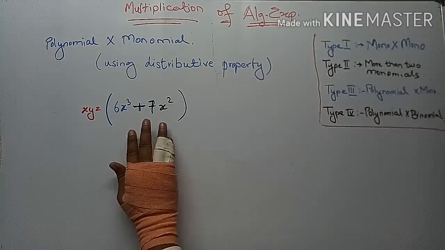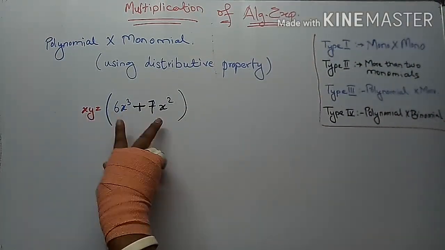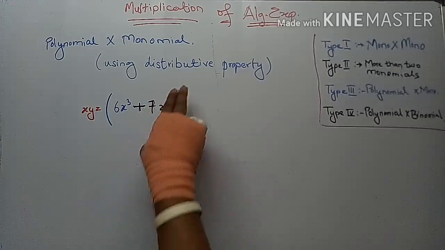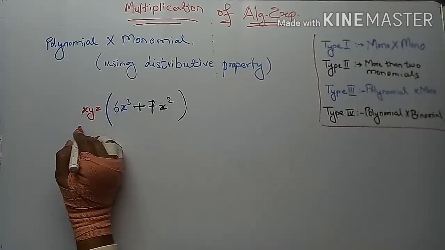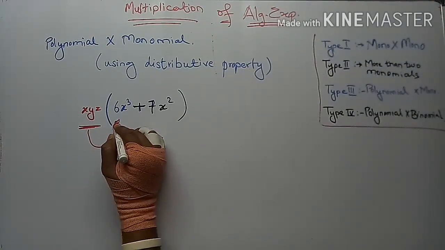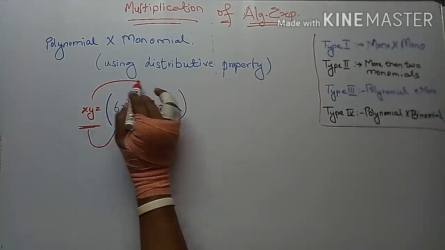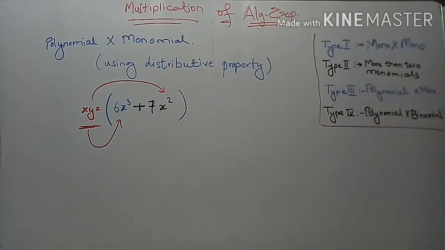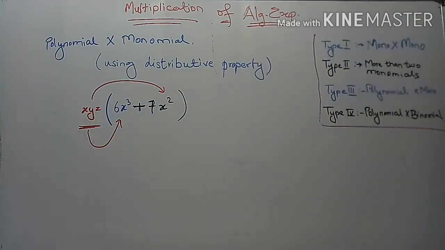Okay, a binomial, or we can also call it a polynomial. Now xyz is one monomial multiplied by another polynomial. So how do we do it? We use distributive property. Now what is distributive property? This xyz, the first polynomial, will be multiplied by 6x cube also, and we add it to the multiplication of xyz with the second term. So that means this is distributed to xyz separately. So hence we call it a distributive property.